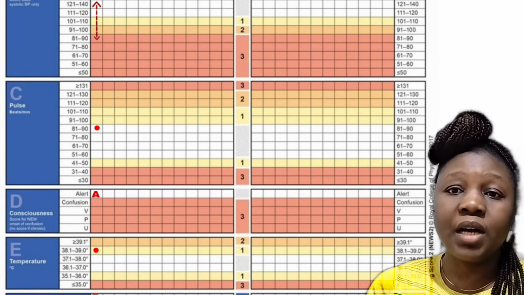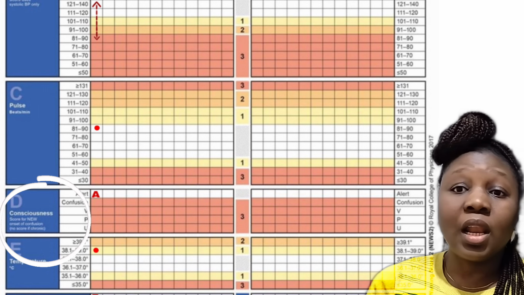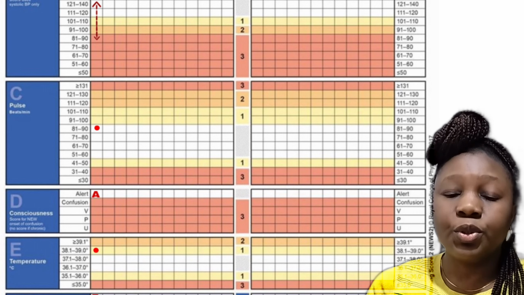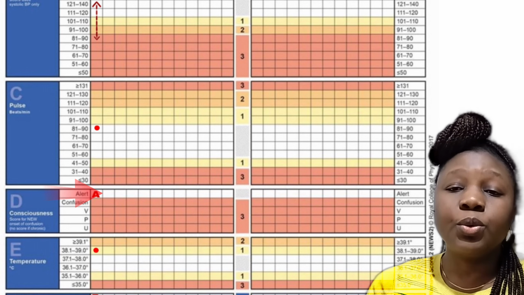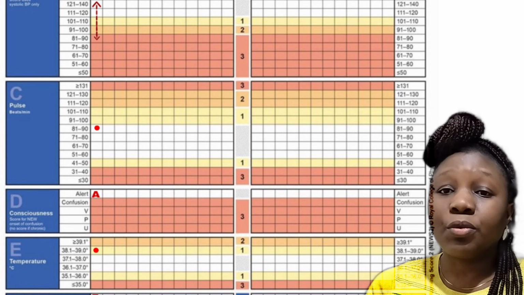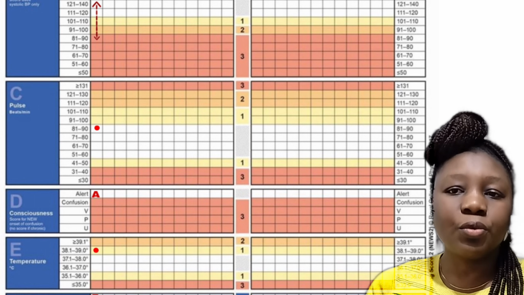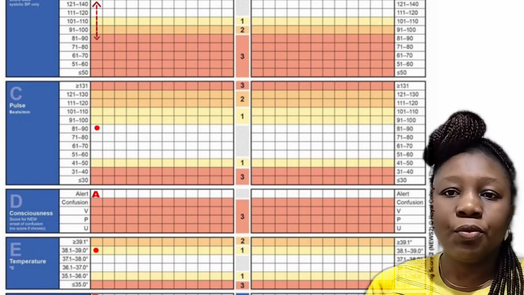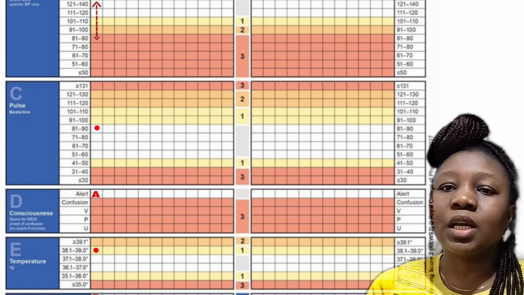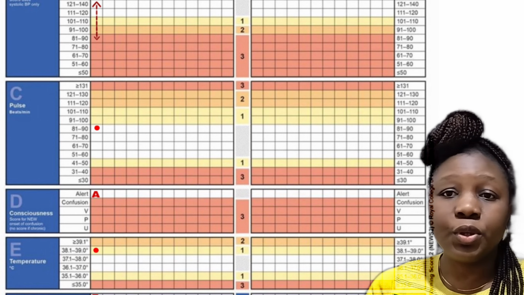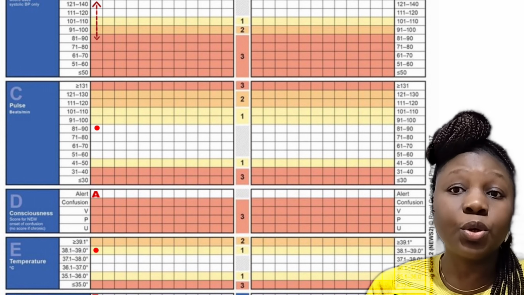And then for the D part, it's just to measure the alertness of your patient. Your patient will always be alert in OSCE. Now, the ACVPU: the C stands for confusion. Using your NEWS chart, you can only score your patient for confusion if it is a new onset of confusion. If it's not a new onset of confusion, you can't score the patient for confusion on your NEWS chart.